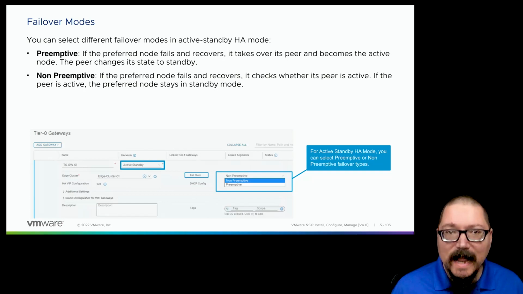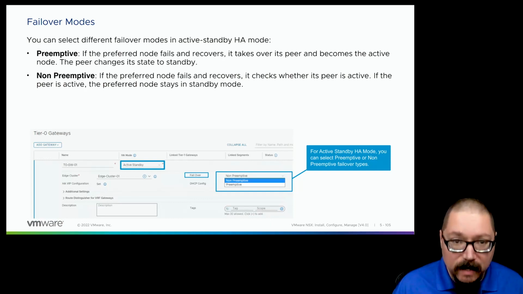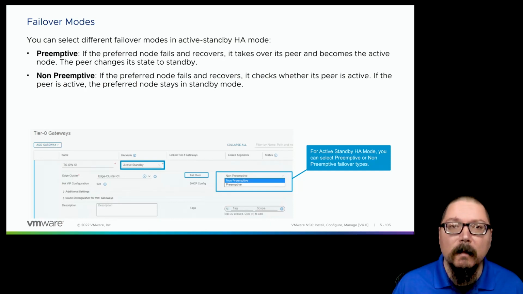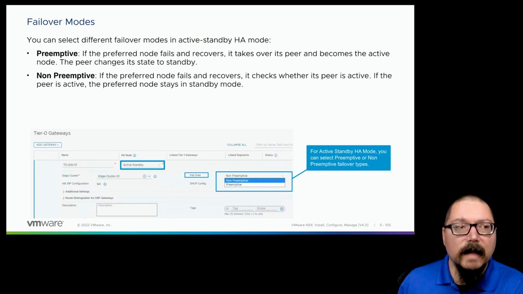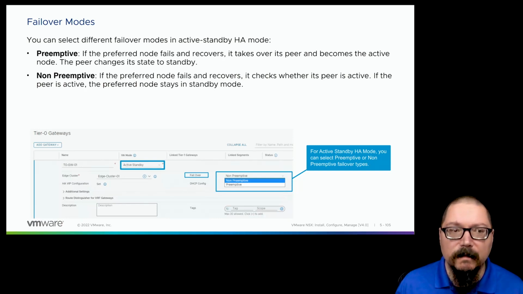Now, in an active standby HA mode, I have to figure out how I'm going to fail over, and more importantly, how I'm going to fail back, or if I'm going to fail back. And that's done by configuring my gateway in an active standby mode and then defining whether we are using preemptive or non-preemptive failover. The default is non-preemptive.